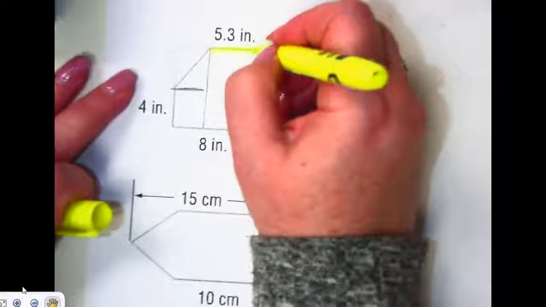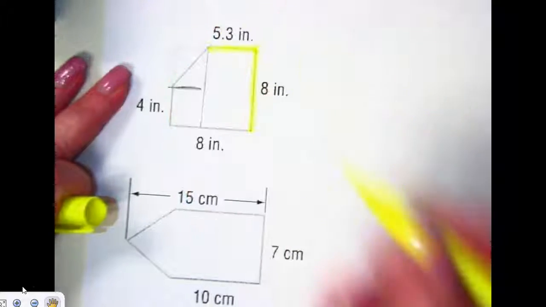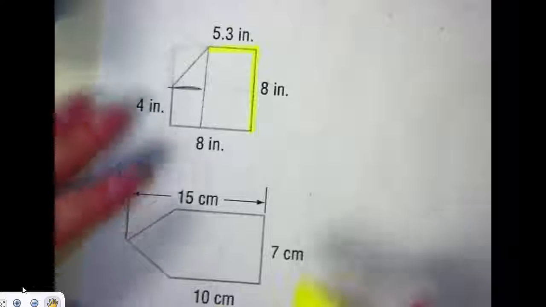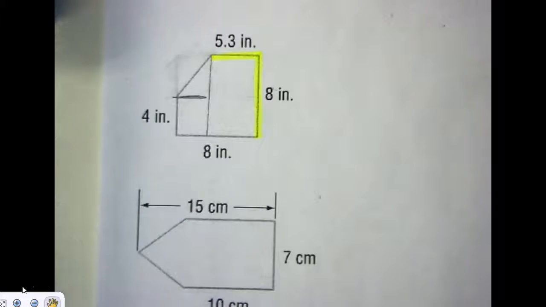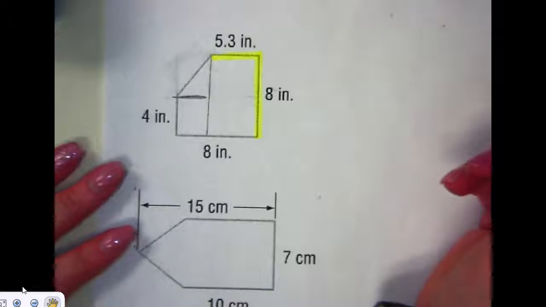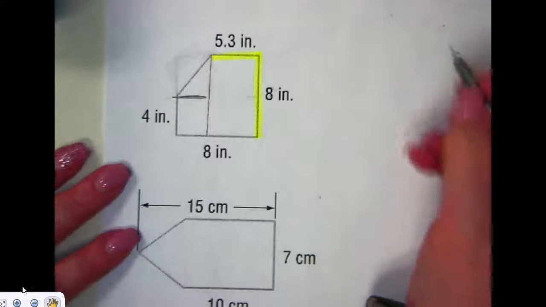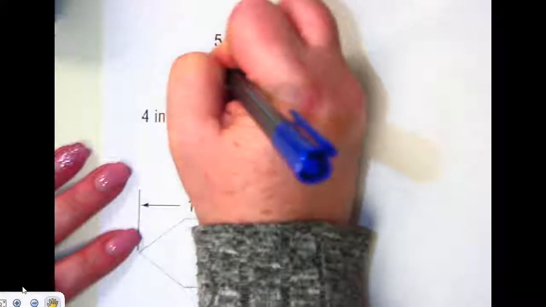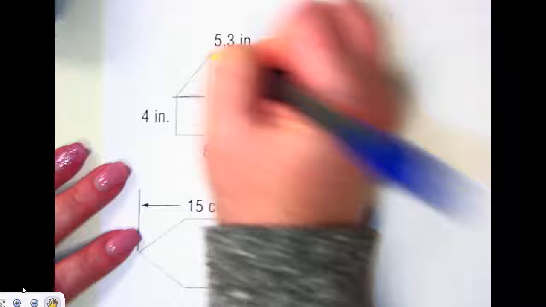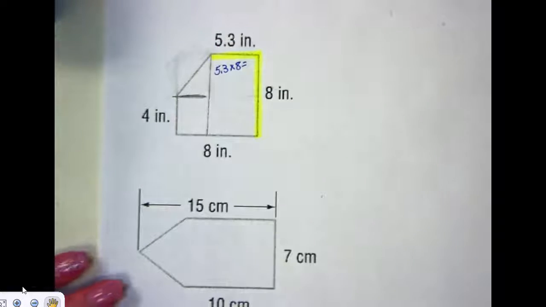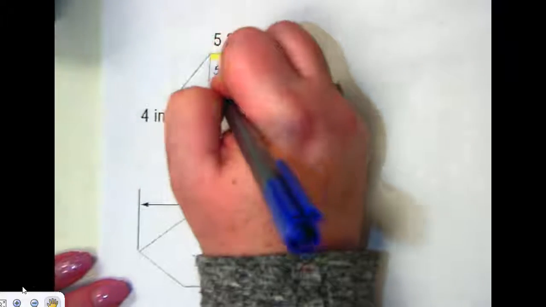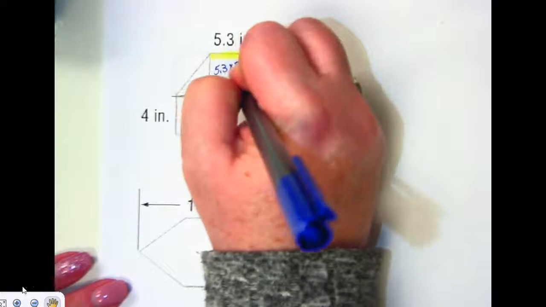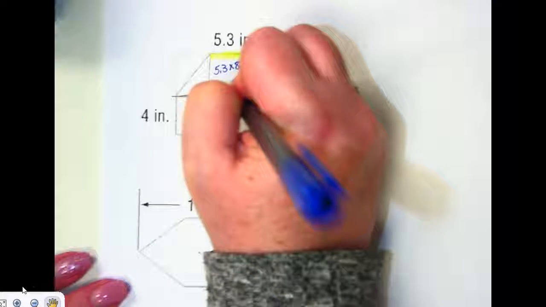Base times height. Do we all see the base and the height? What are we going to multiply together? Hello? What are we going to multiply together? Okay, so 5 3/10 times 8. And what does that equal? Okay, 42 4/10 inches squared.